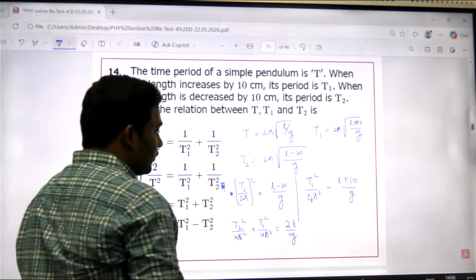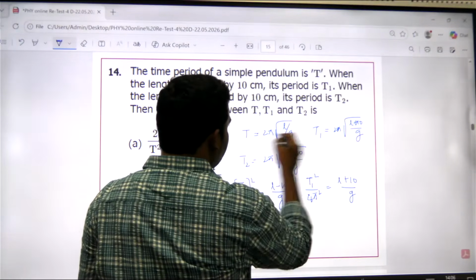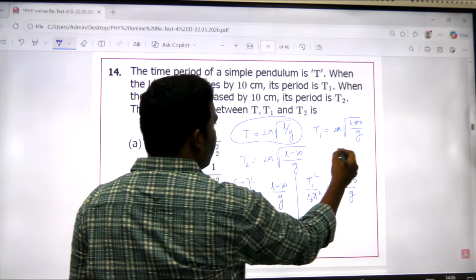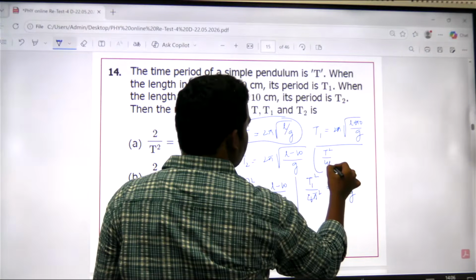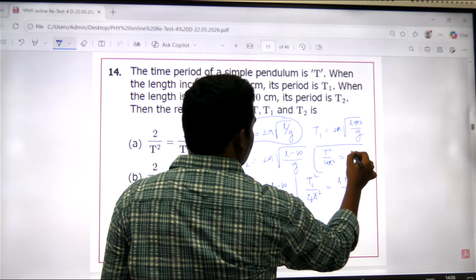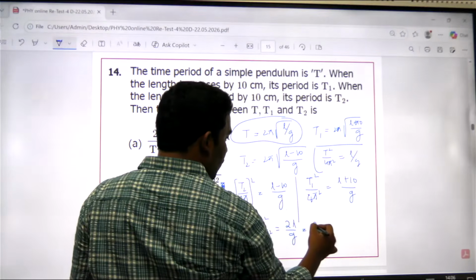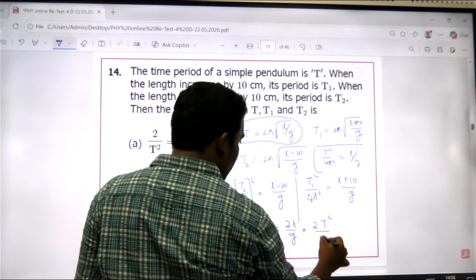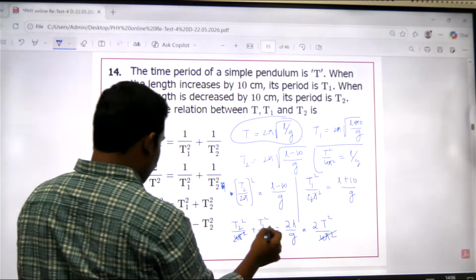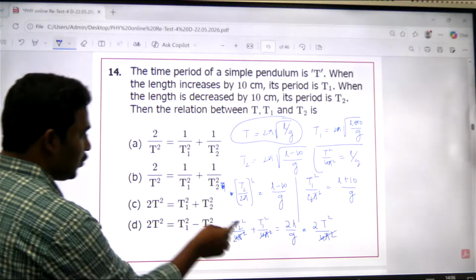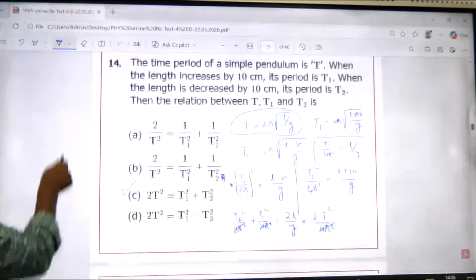But what is 2L by g? From the very first equation, your time period gives T square by 4 pi square equals L by g. So 2L by g can be written as 2 into T square by 4 pi square. The 4 pi square cancels out, so T2 square plus T1 square equals 2T square. So T1 square plus T2 square equals 2T square, which is option C. And going to question number 15.